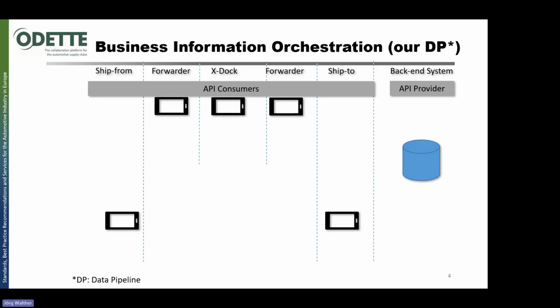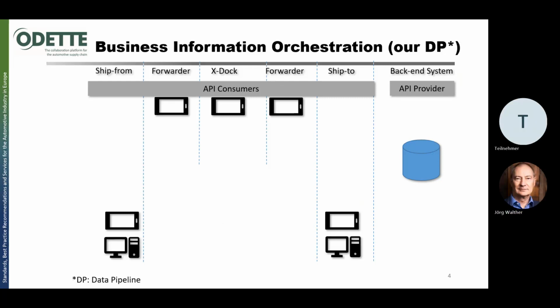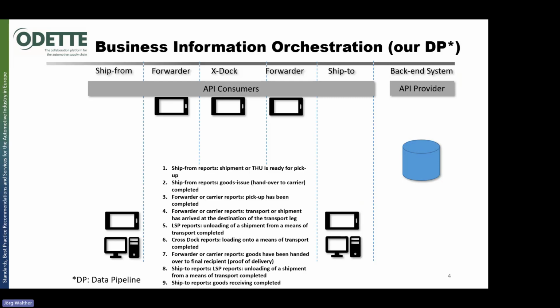There, the drivers use mobile apps, possibly also in the cross-dock, and of course mobile devices can also be used by the consignor and the consignee, for example at the loading ramp or the unloading ramp. However, the information could of course also be fed into the backend system from the existing stationary system or pulled from the backend system. We have initially defined 9 events.